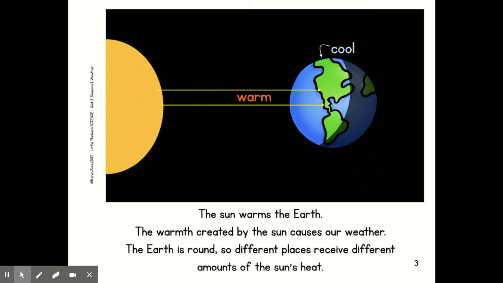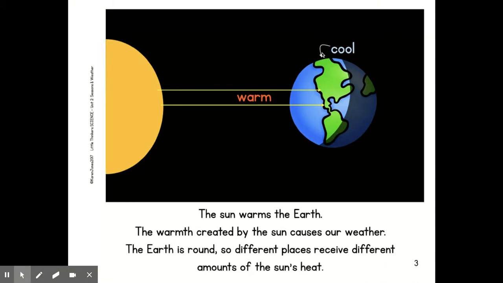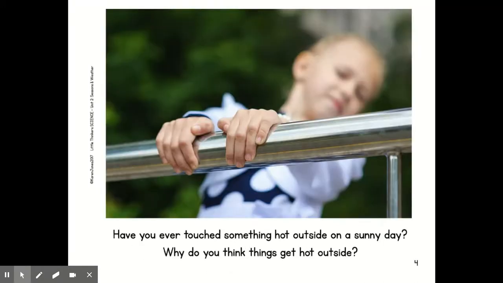The sun warms the earth. The warmth created by the sun causes our weather. The earth is round, so different places receive different amounts of heat. So it's warmer where the sun's directly facing it, but up top, even though it's daylight, it's still a little cool. Have you ever touched something hot outside on a sunny day? Why do you think things get hot outside?